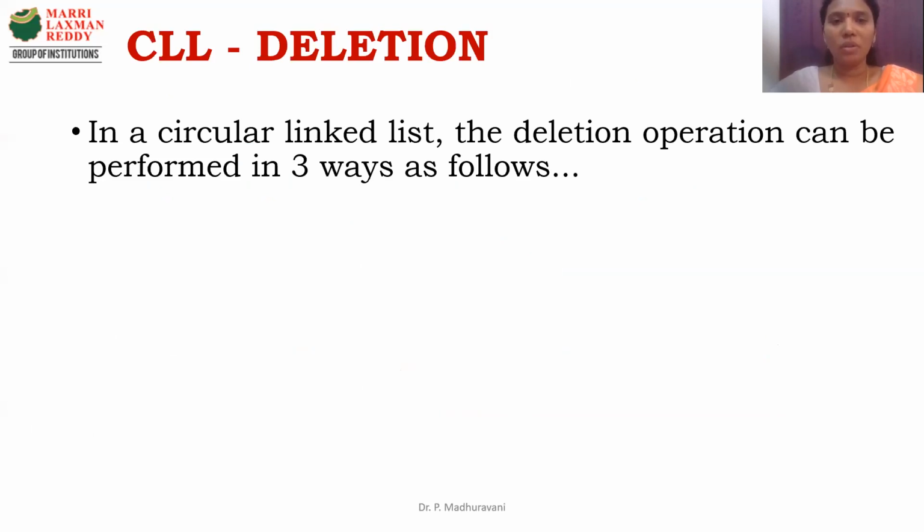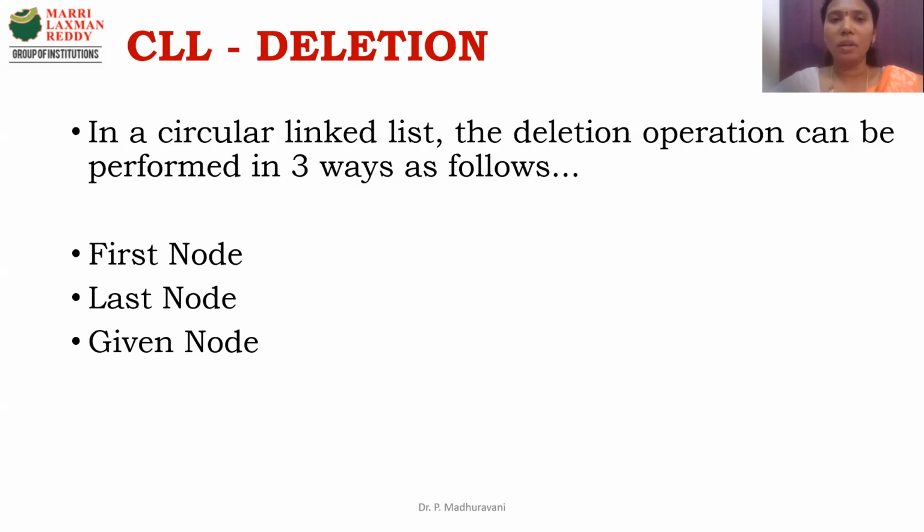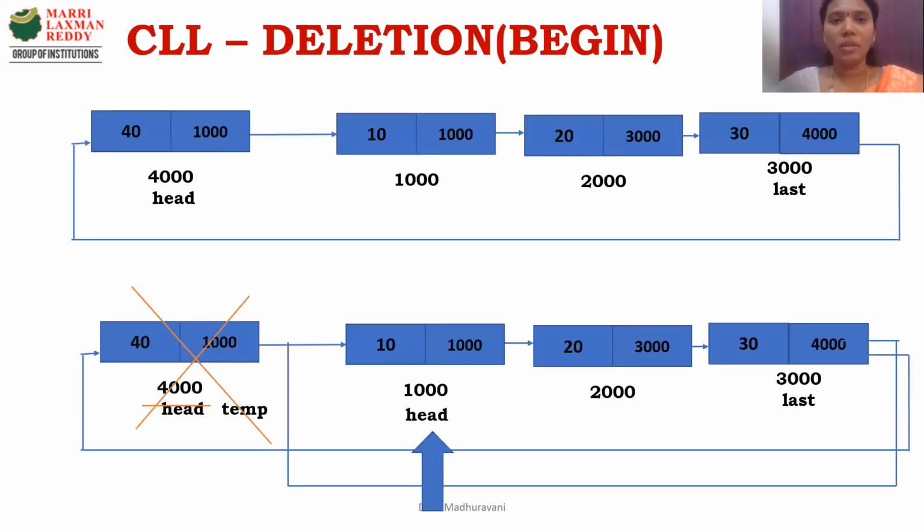The deletion operation can be performed in circular linked list in three ways. You can remove the first element, you can remove the last element, and also you can remove any given element. Let's discuss each operation in detail.